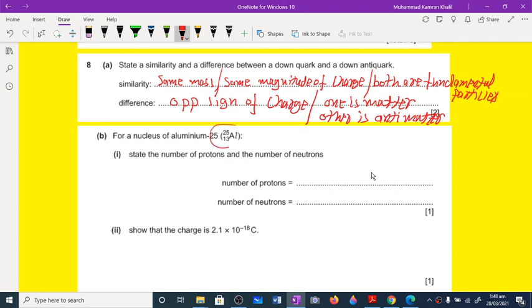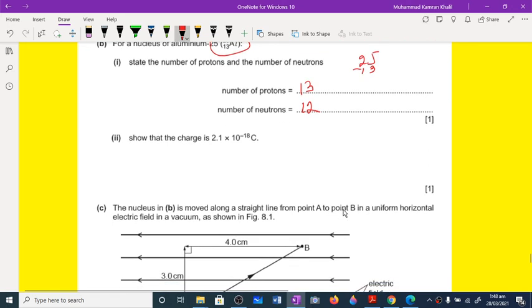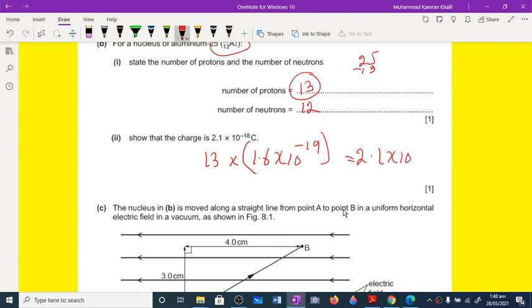Now this question is very easy. So the number of protons is 13 and the number of neutrons, 25 minus 13, gives you 12. Now show that the charge is 2.1 into 10 to the power minus 18. So for the charge, there are 13 protons. So the unit charge is 1.6 into 10 power minus 19. So when you multiply all this, you will get 2.1 into 10 power minus 18.